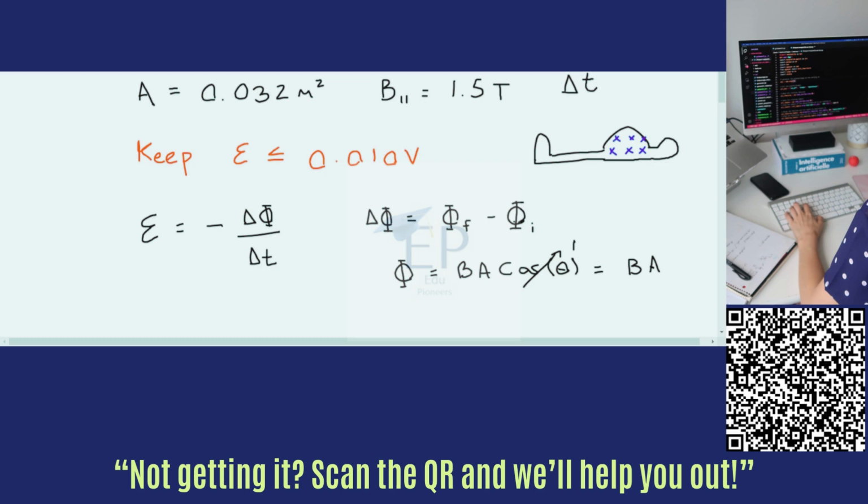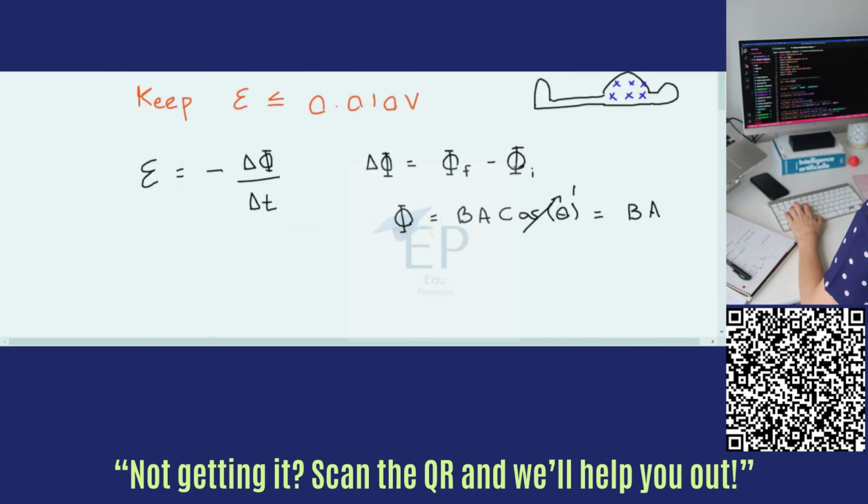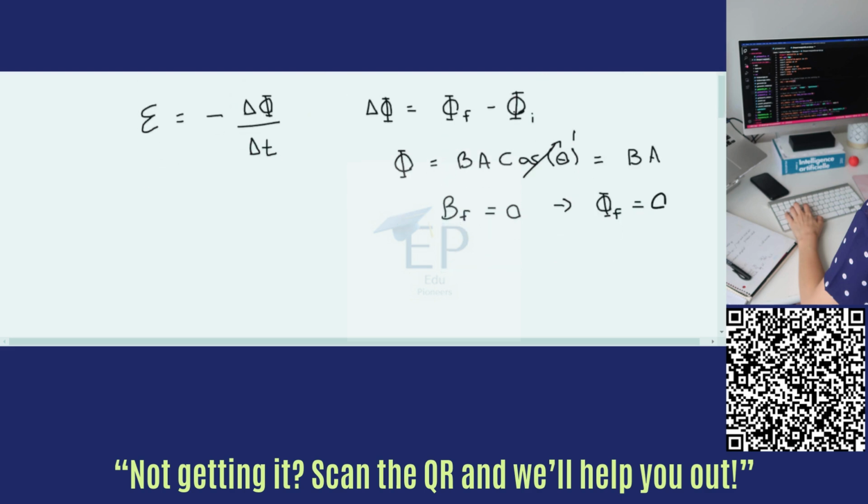So our final flux is just going to be 0 because our magnetic field will go to 0. So I should say that B final is 0. And this implies that the final flux will be 0. But the initial flux will not be 0. So let's see what that is.